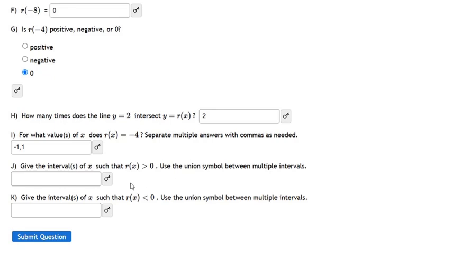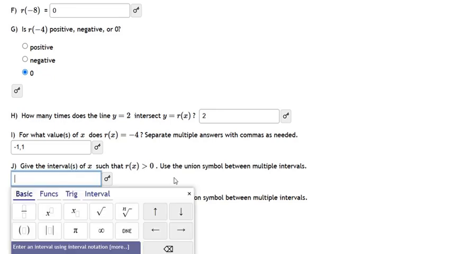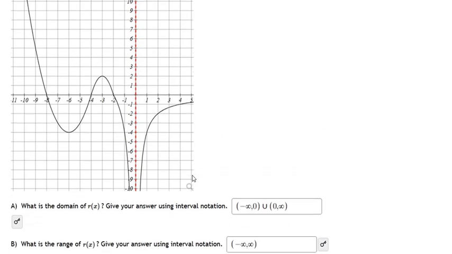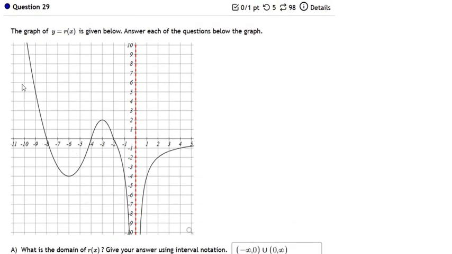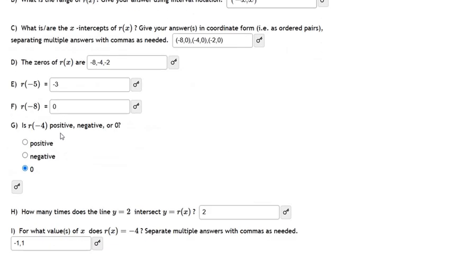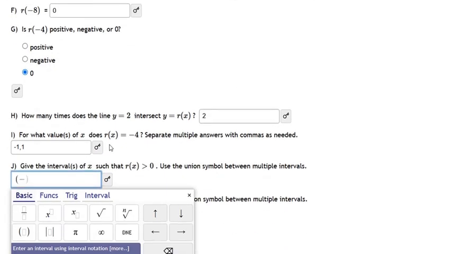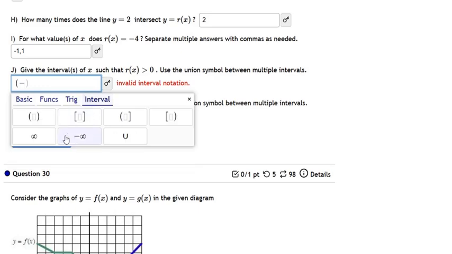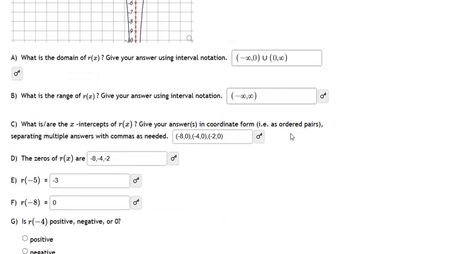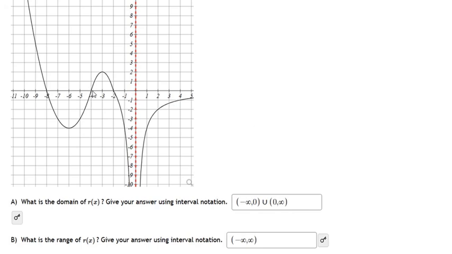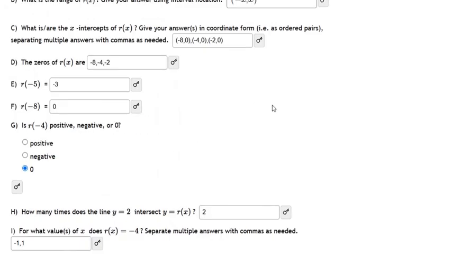Give the intervals of x such that r of x is greater than 0. Okay, so we need to say all the numbers where the graph is greater than 0. So the smallest x values possible are negative infinity to negative 8 with parentheses. So negative infinity to negative 8, and then we need a union because it's also positive. The graph is above the x-axis. The y values are positive between negative 4 and negative 2.